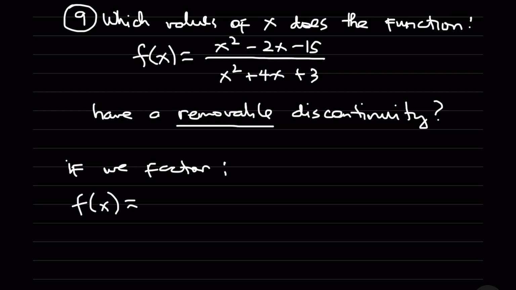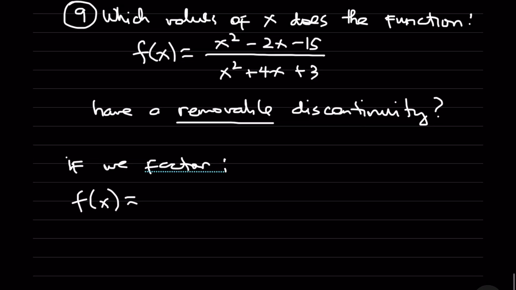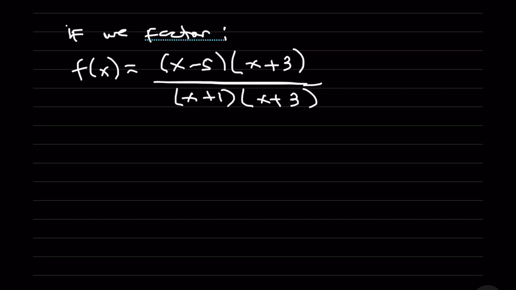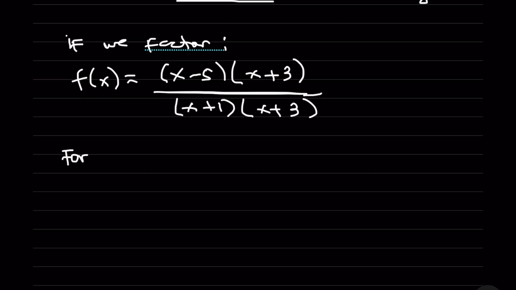So we analyze the equation. If we factor the equation, the numerator becomes x minus 5 times x plus 3. The denominator is x plus 1 times x plus 3. So the simplified version of this would be x minus 5 divided by x plus 1, but we will not do it that way.